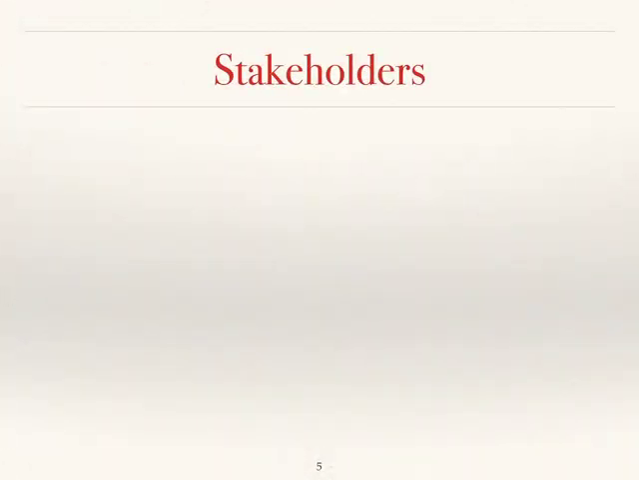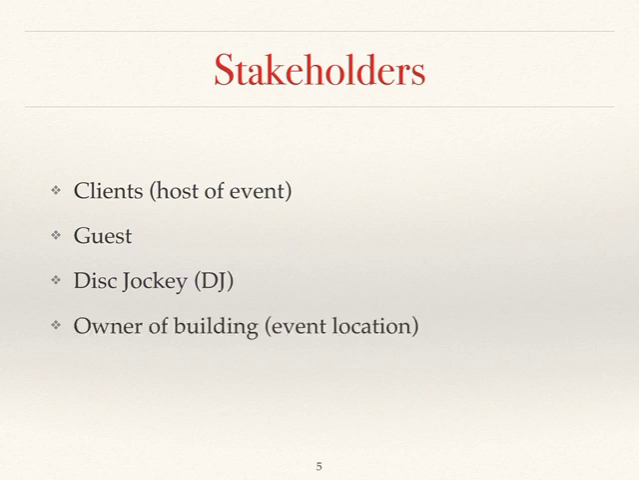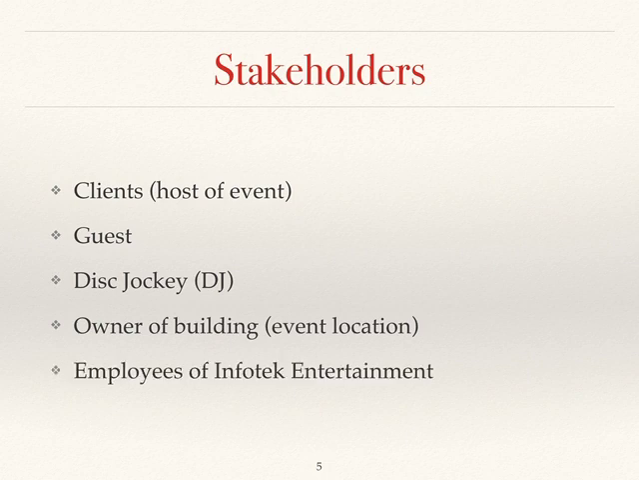Now let's take a look at our stakeholders. Who are our stakeholders? Our clients, or the host of the event, the guests of the event, the disc jockey, who in our case would be DJ Infotech, the owner of the building where the event is located, and lastly, the employees of Infotech Entertainment. These may include partners or anybody who decides to connect with DJ Infotech for a particular event.